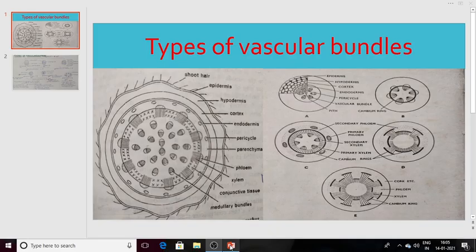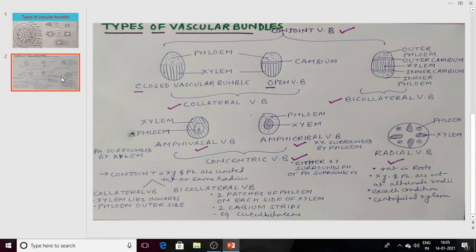Hello friends, in this video lecture we will be discussing the types of vascular bundle. In this slide we can see that there are three types of vascular bundle. One is the conjoint type of vascular bundle, another is the concentric vascular bundle, and another is the radial vascular bundle. We will discuss them one by one. First we will discuss the conjoint type of vascular bundle.